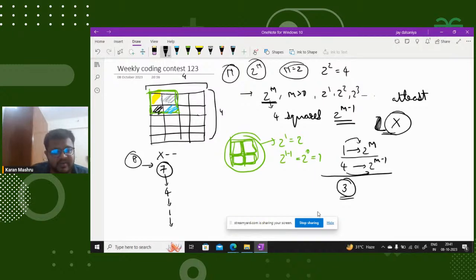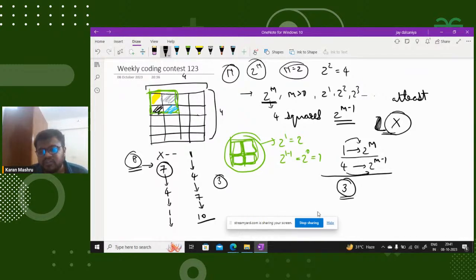So basically initially I will have one square, the bigger square. Then after one operation I will have 4 squares. Then after another operation I will have how many squares? 7 squares, but I want 8. And after one more step I will have 10 squares, which is more than 8. So in total I will require 3 steps.